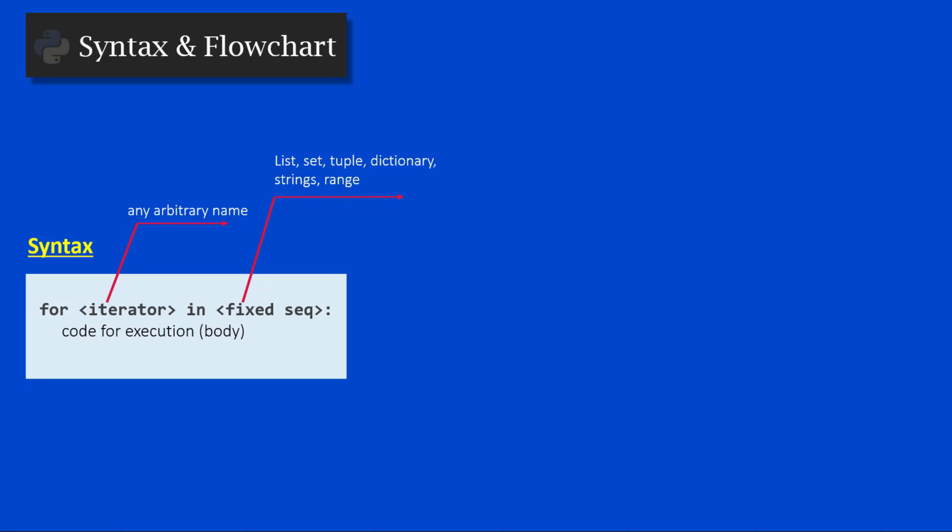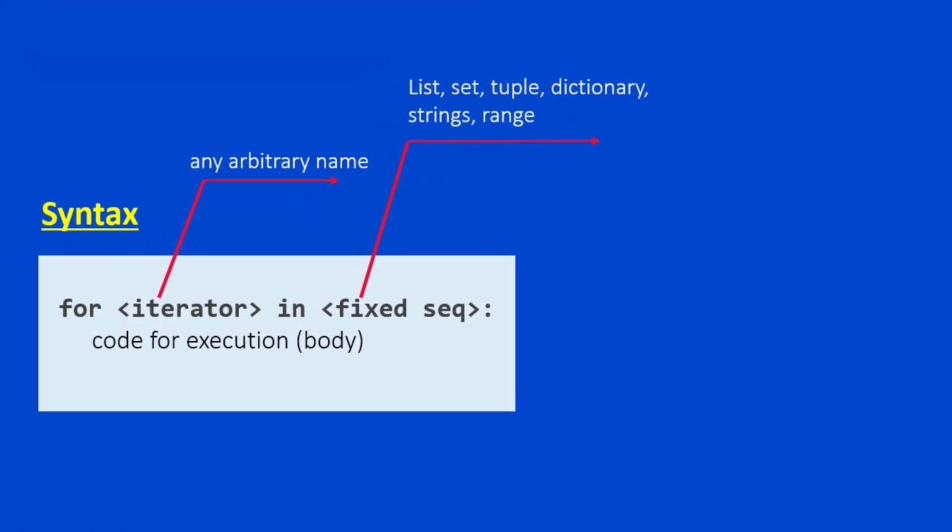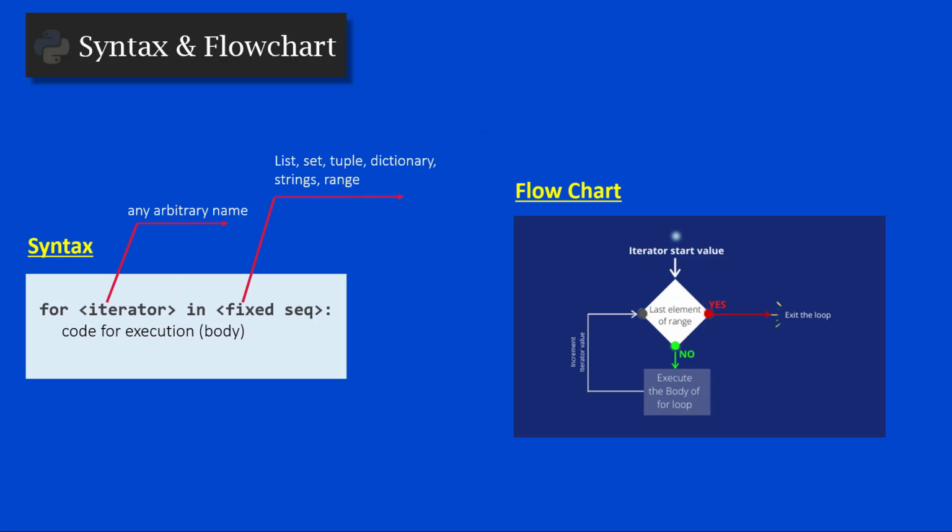The fixed sequence could be a range, list, set, dictionary, tuple, string, or anything, and we will discuss each one of them in detail in this video. So you are going to learn all the key concepts of for loop, applying a for loop in Python, and you will be very comfortable working with for loops in Python. The program enters a for loop and it checks for the last element. If this is the last element of the sequence, then exit the loop.